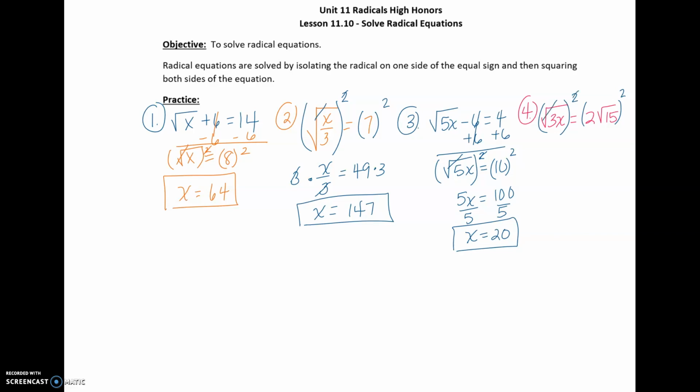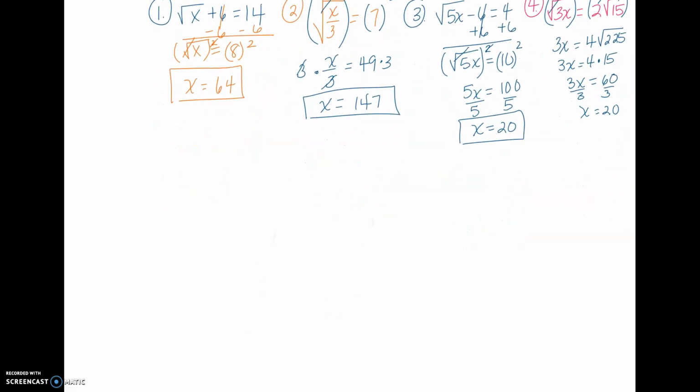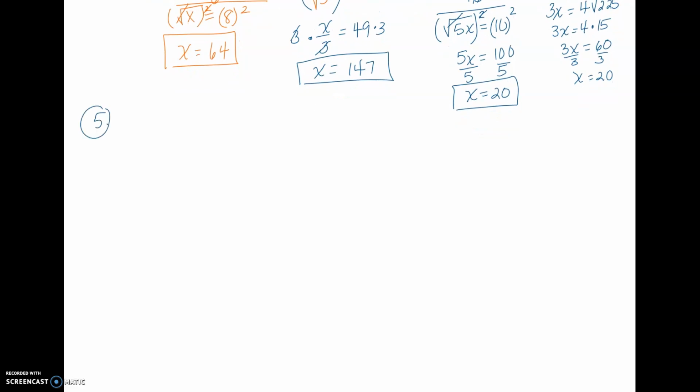By squaring the square root of 3x, we end up with 3x. When we square 2 times the square root of 15, that 2 goes to the 2 on the outside, so that's 2 squared, or 4. And the square root of 15 squared is just 15. So we get 3x equals 4 times 15, and 4 times 15 is 60. When we divide by 3, we get x equals 20. Okay, we're going to go on to number 5.